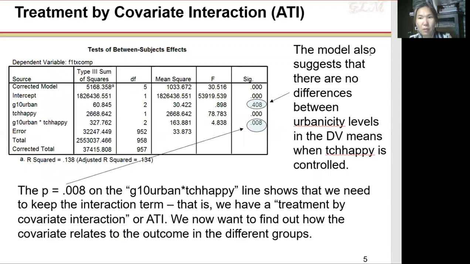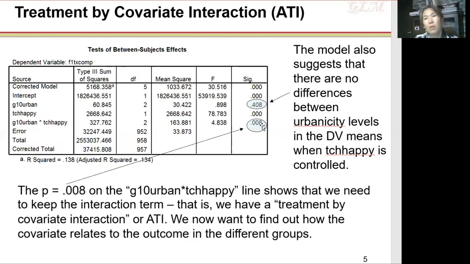So here, this model also suggests that there is no difference between urbanicity levels. G10 urban is not statistically significant. So no difference between urbanicity levels in the dependent variable means when the teacher happiness covariate is controlled. Teacher happiness as a covariate is statistically significant because it is smaller than alpha. And now the interaction between G10 urban and teacher happiness is statistically significant.